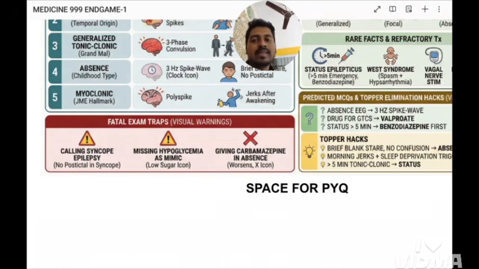So there are n number of reasons for seizures, and out of that, one of the most important in your exam is hypoglycemia. So remember always, whenever a patient has seizure, if he has a history of diabetes mellitus or something, he is on oral hypoglycemics or insulin, also remember, hypoglycemia is a cause of seizures.